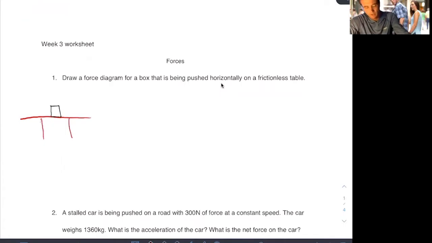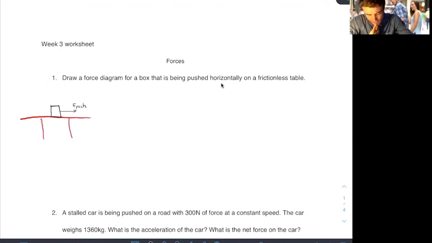Okay, so what forces are being applied to this box? Well, we have one force that's pushing the box horizontally. I can do it in either direction. It's not specified, so I'm just going to put an arrow going this direction. Force of push. It's good to label what your forces are too. What other forces are acting on it?